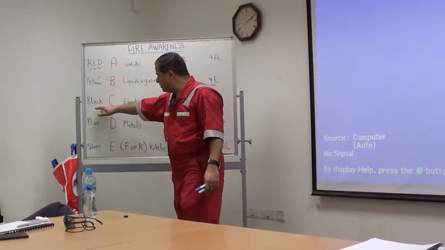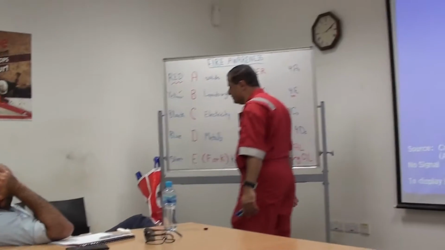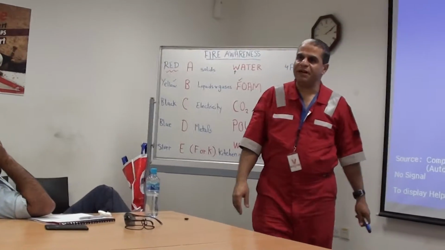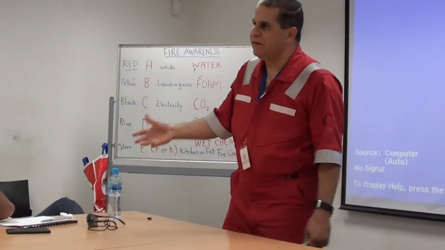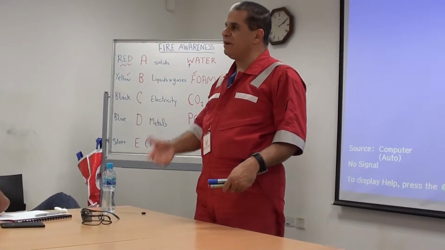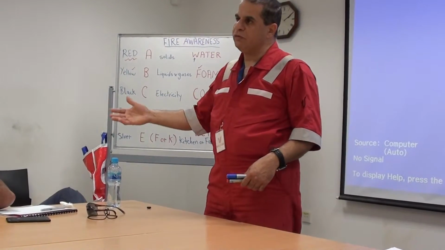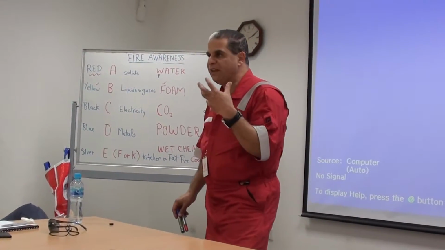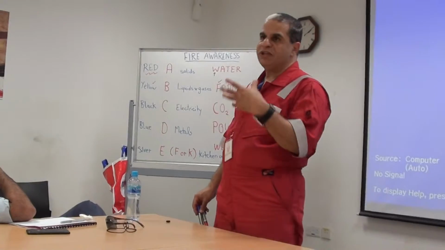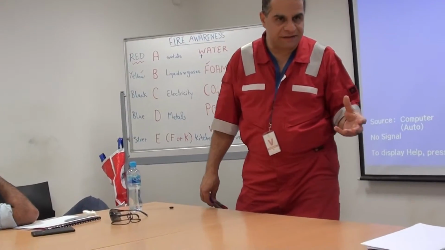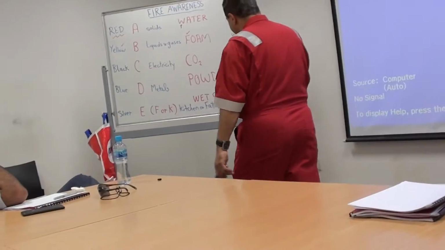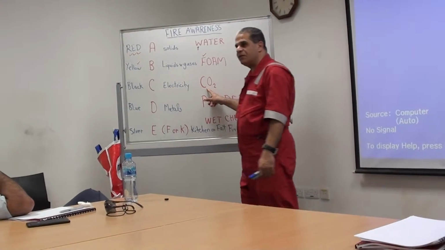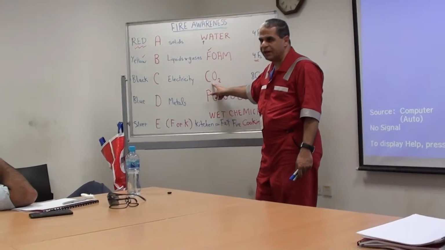Let us move now to class C, the electricity. If you have an electric apparatus, for example, fridge, computer, stove, whatsoever, and there is fire, we need a fire extinguisher which is not conductive to electricity. And this one is the carbon dioxide.